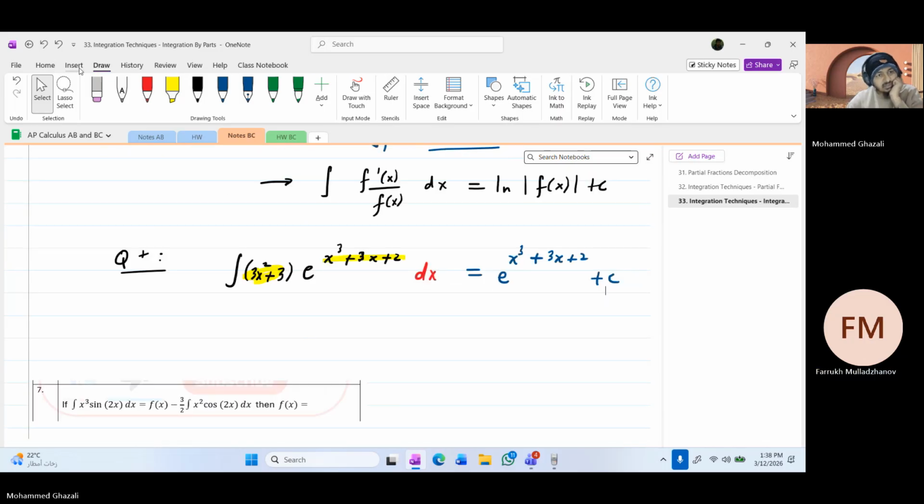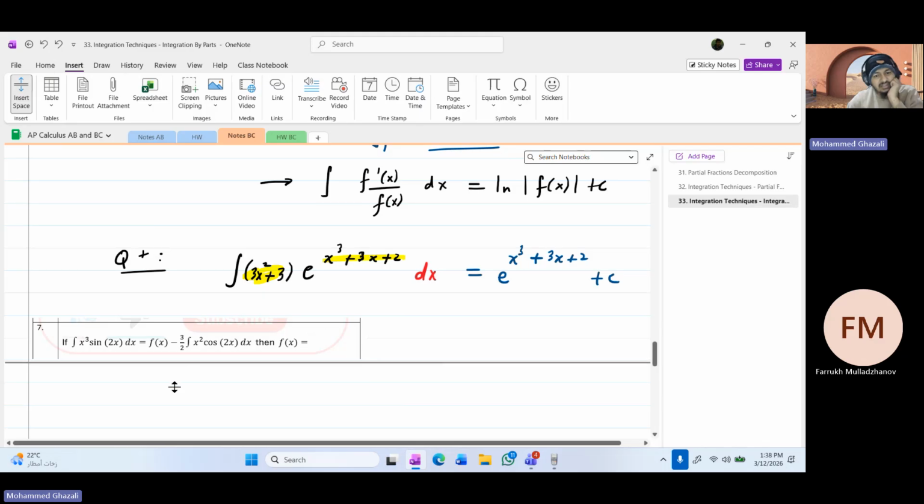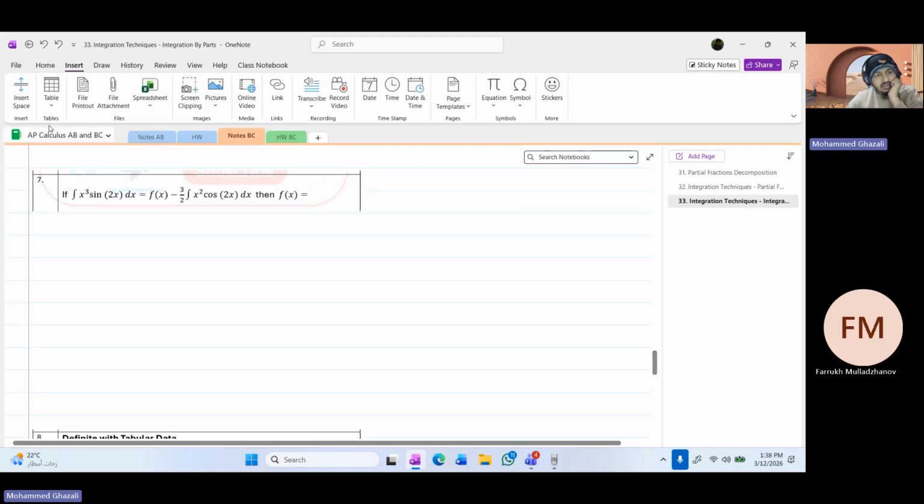Okay. Great. Good question. Let's move on to the next one. What happens in this case? How can I solve something like this? Okay. To solve something like this, see the way it is written.